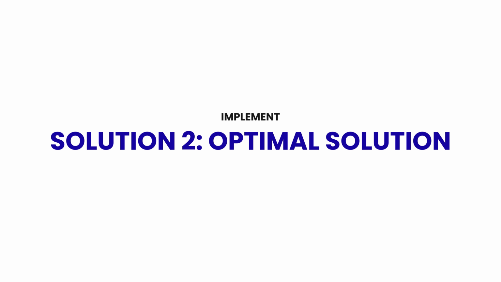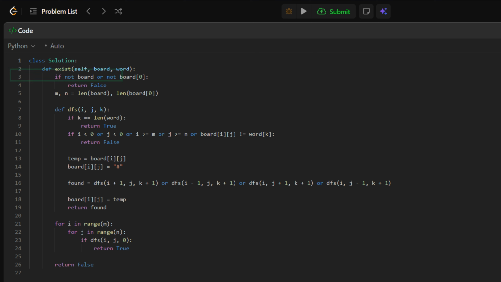We begin by defining the solution class, the structure where LeetCode will look for our exist method. This declares our main function. It receives a grid of letters, board, and a target string, word, that we need to locate by moving up, down, left, or right. We check whether the board is empty or invalid. If so, there's no way to find any word. In that case, we immediately return false. We store the grid's dimensions: m rows, n columns. We'll use these values to stay within the boundaries of the board.